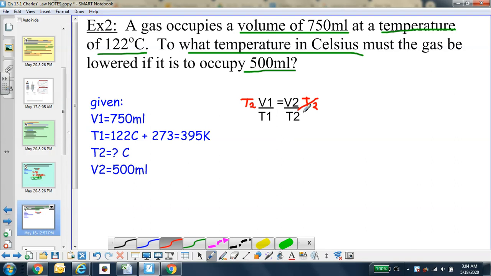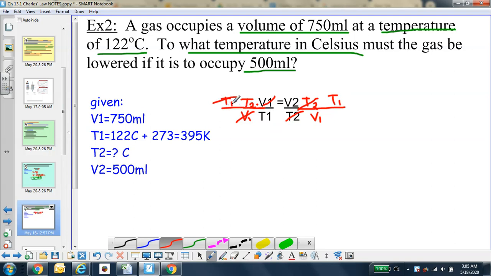Now, T2 is going to cancel off over here. But look, I still have to get T2 all alone by itself and get these two other variables over here on the other side. So V1, if I am multiplying by V1 here, I need to divide by V1. What I do to one side, I have to do to the other. Volume 1 will cancel here. T1 is in the denominator. I have to move it to the top. What I do to one side, I do to the other.